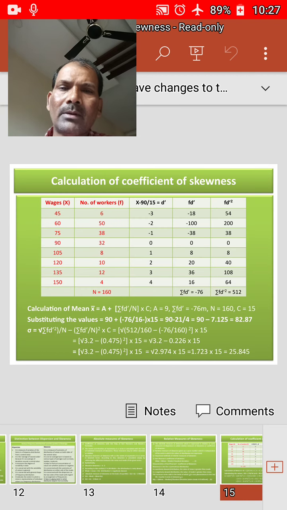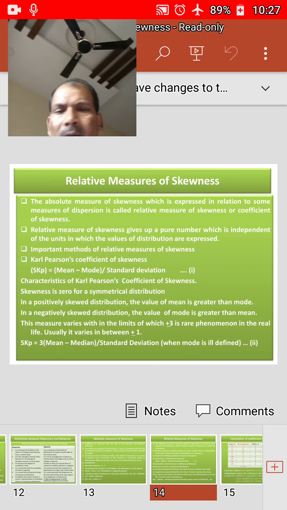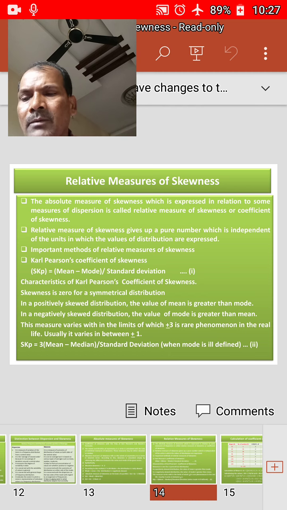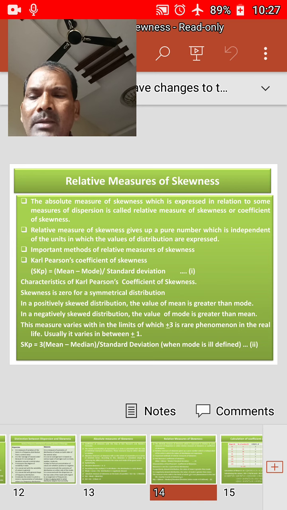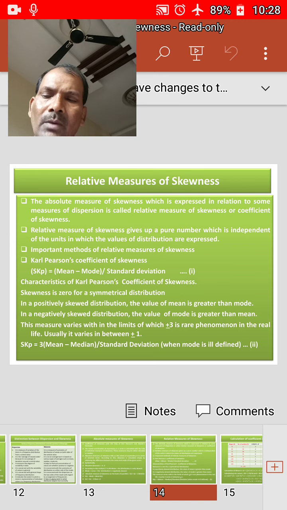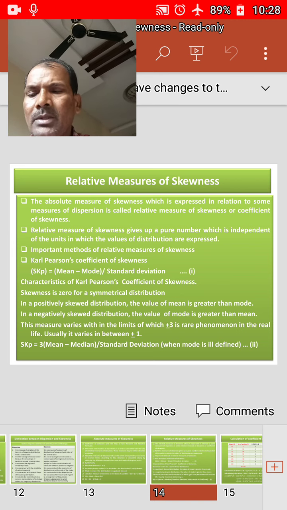According to Karl Pearson, skewness is calculated using a formula, where Karl Pearson skewness is indicated by SKP, which is equal to mean minus mode divided by standard deviation. The characteristics of the Karl Pearson coefficient are: the coefficient of skewness is 0 for a symmetrical distribution. In a positively skewed distribution, the value of mean is greater than mode. In a negatively skewed distribution, the value of mode is greater than the mean.